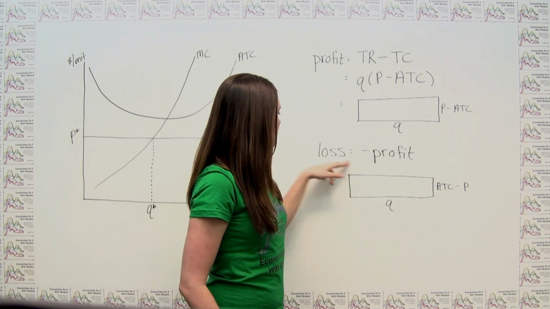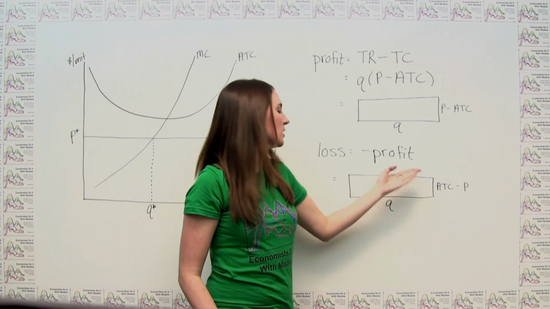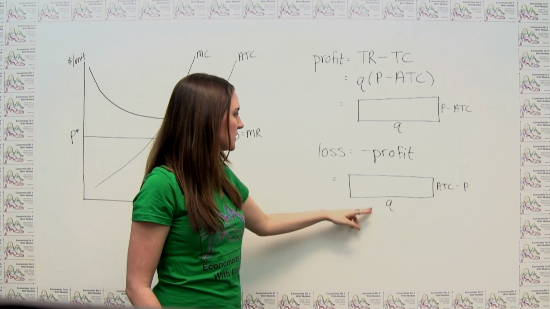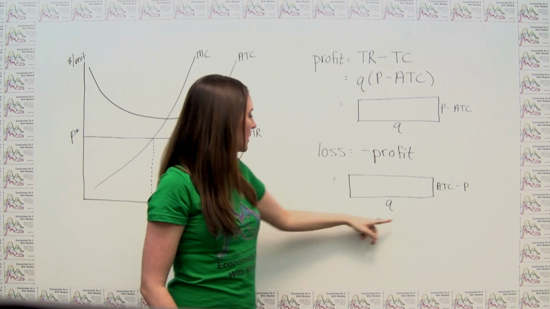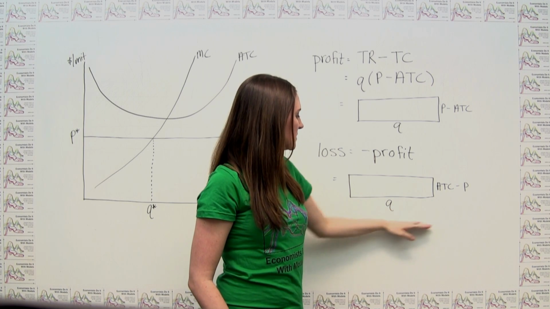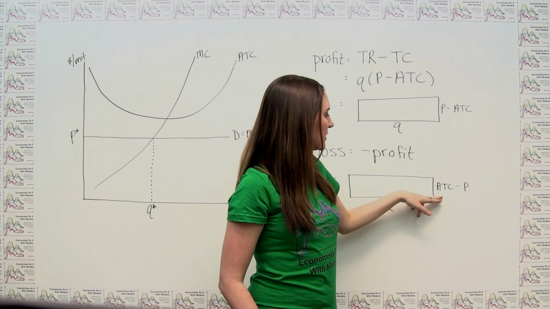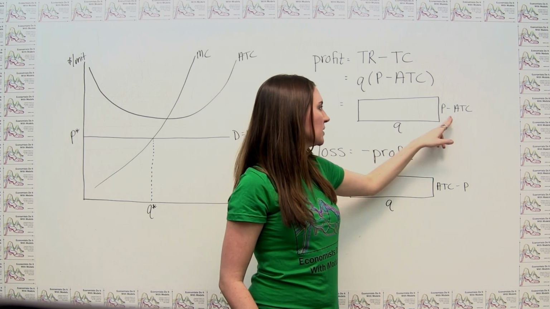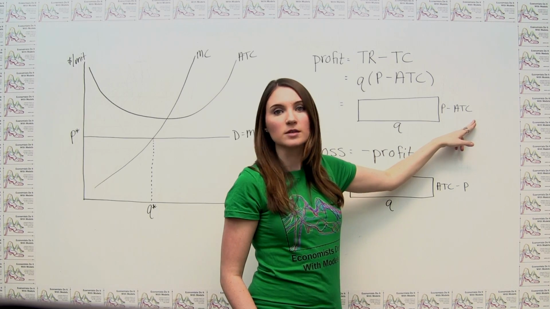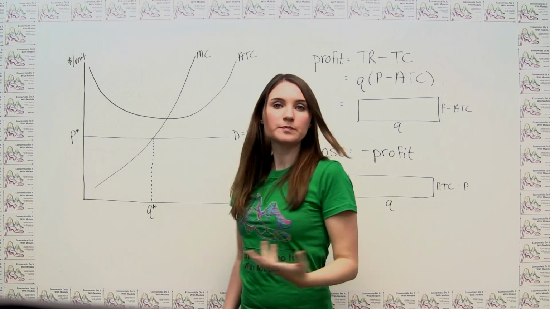Just as a reminder, losses are just equal to negative profits, and graphically we can say that this is almost the same as our profit rectangle here, because our horizontal distance is still our quantity produced. But in this case, the height of the rectangle is average total cost minus price, as opposed to price minus average total cost. So we can show this on our graph as following.